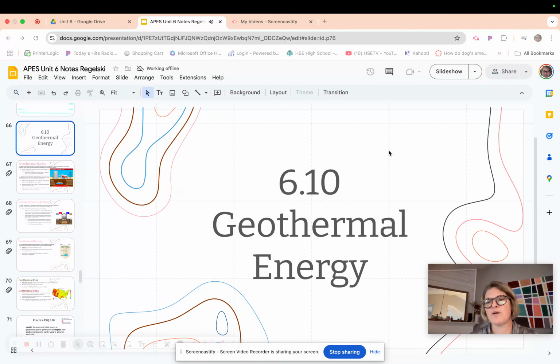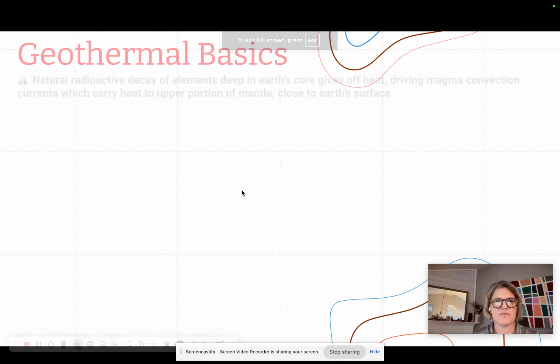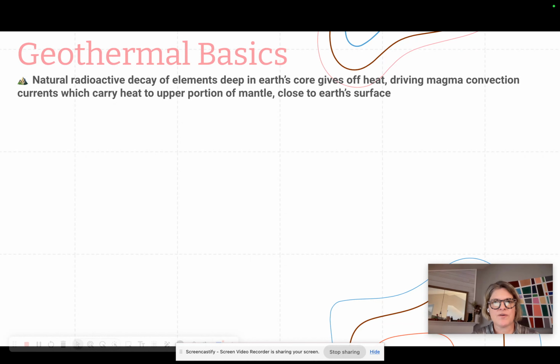Okay, so 6.10 is about geothermal energy. Let's go ahead and jump into these notes. So, geothermal, some basics that you need to know about geothermal.